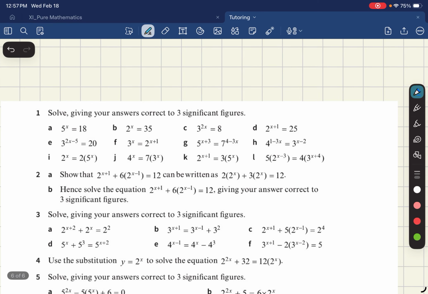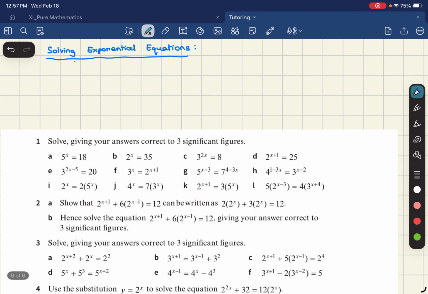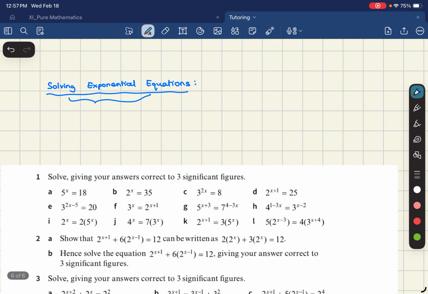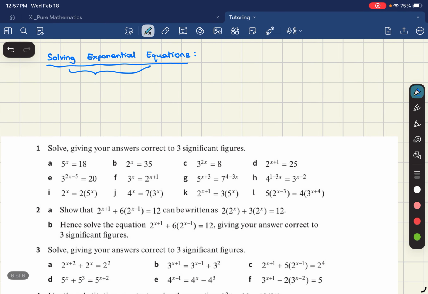Hello, so this is video number 5, and this is solving exponential equations. I thought we were going to inequalities first, but no, we're actually going to be solving exponential equations.